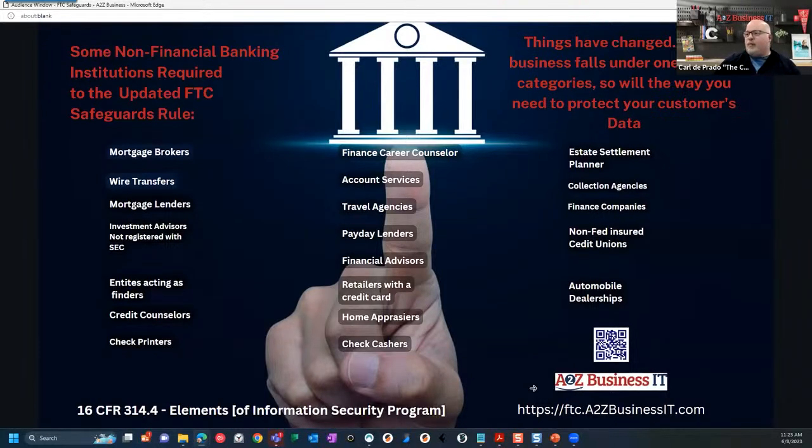You do real estate settlement. You're a real estate settlement planner. Again, anybody who has that type of access. You're an auto dealership. Not even auto: let's say you're a motorcycle dealership, or you're selling boats, or anything where they're going to be doing some type of payment plan. You could be doing mopeds. You're going to fall under the same rules.